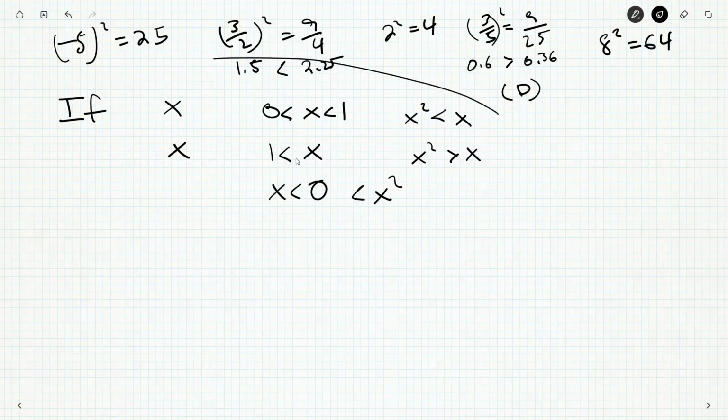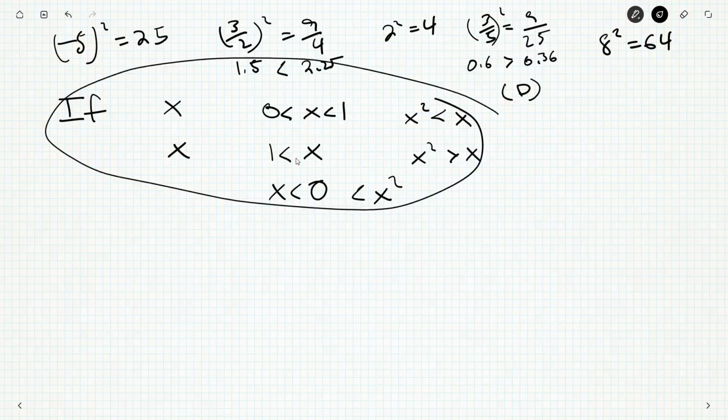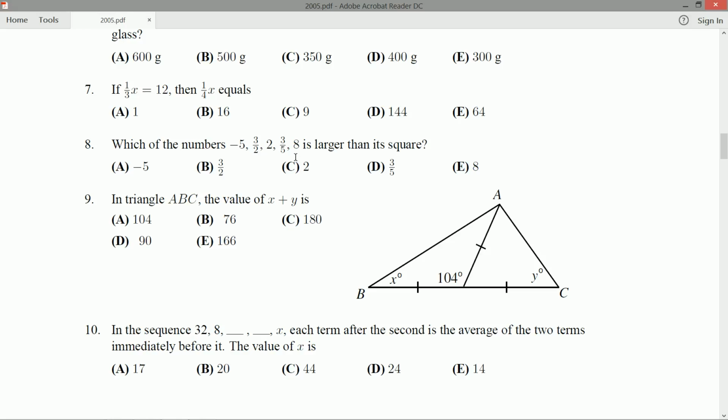So if you made this connection and said, well, I'm looking for a positive number between 0 and 1, the 3/5 comes out naturally. You can just sort of read across. -5, no, that's out. 3/2 bigger than 1, it's out. 2 bigger than 1, it's out. 8 bigger than 1, it's out. It's got to be the 3/5, which I assumed was D, because they usually, when they give you a list, read in order, and yes, it is D.